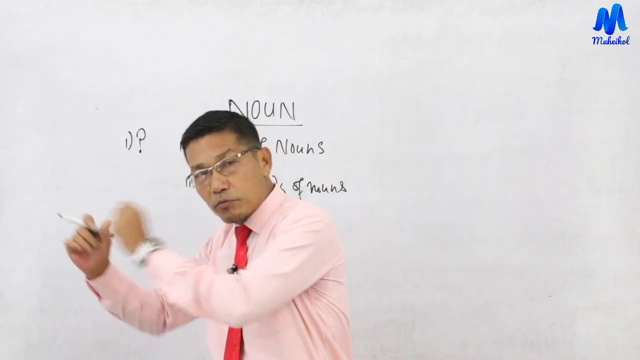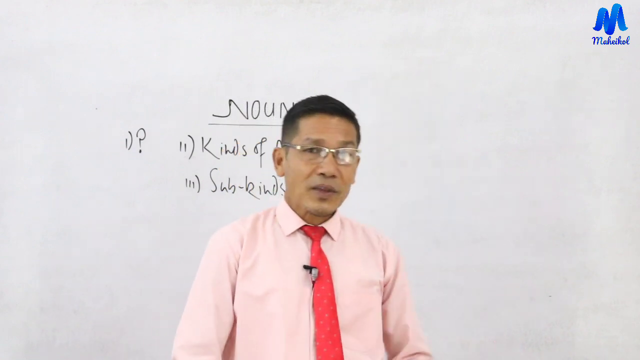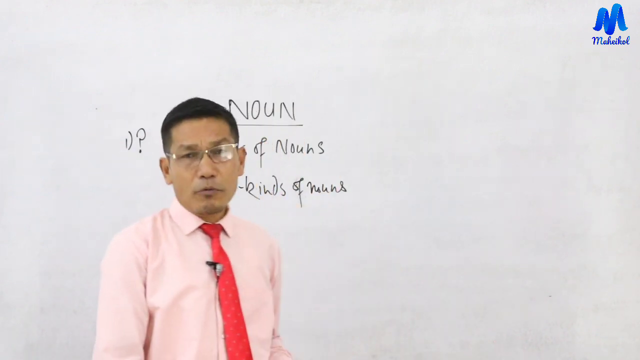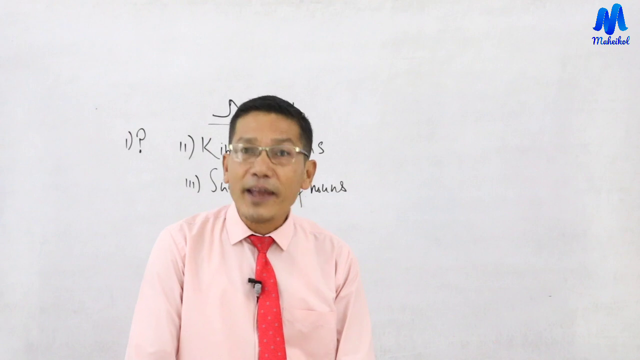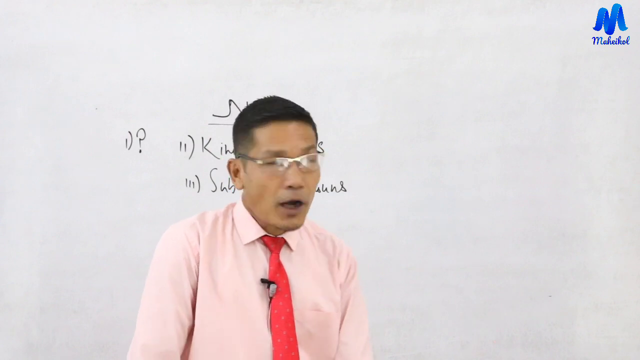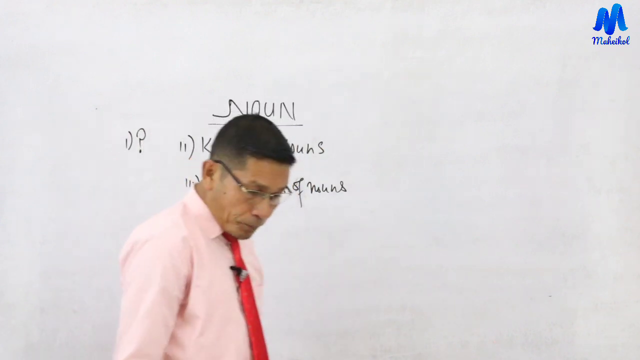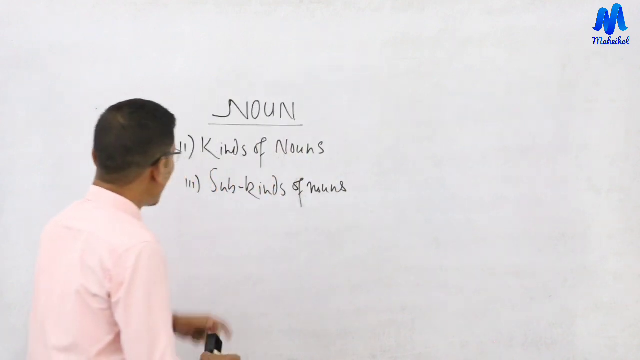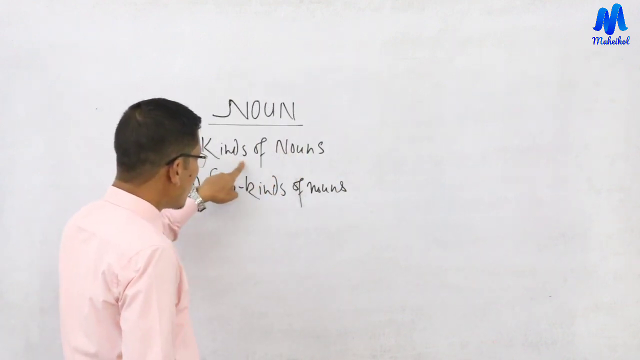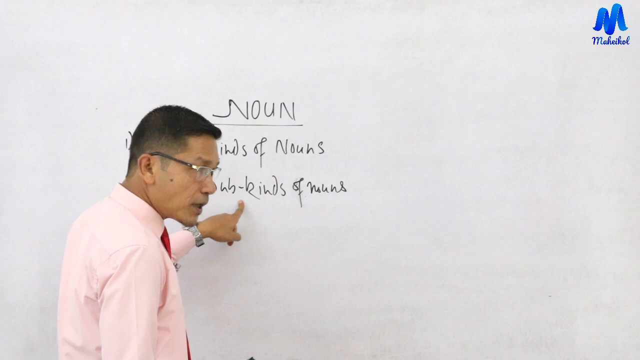This is a kind of noun, common noun; this is a proper noun; this is a concrete noun; this is an abstract noun; material noun; and then collective nouns. We will see what the kinds of nouns and sub kinds of nouns are.